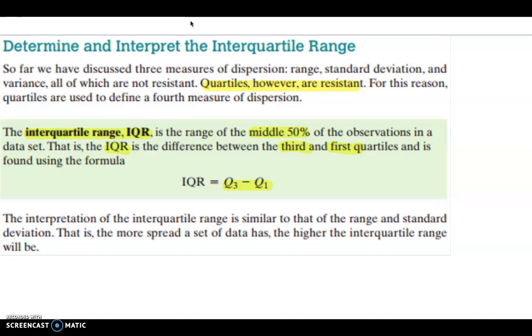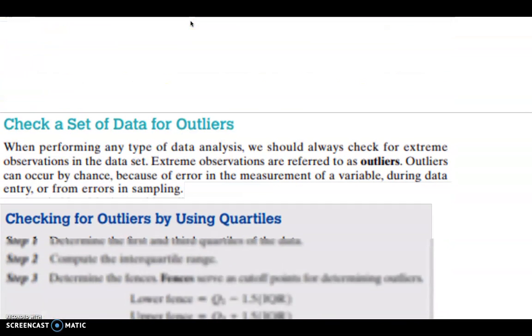Okay, so the interpretation of the interquartile range is similar to that of the range and standard deviation. That is, the more spread a set of data has, the higher the interquartile range will be. Hopefully that makes sense, because if you spread it out more, your quartiles are going to spread a little bit more, and that difference between Q3 and Q1 will spread.